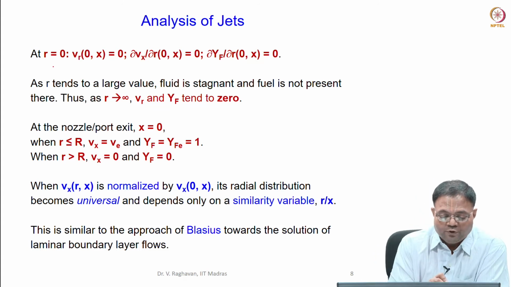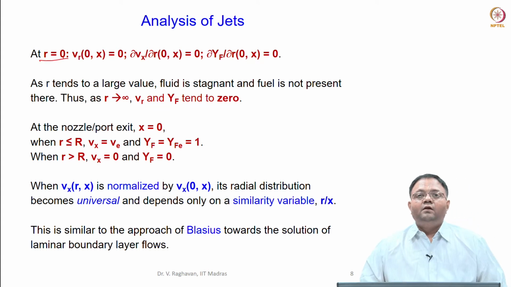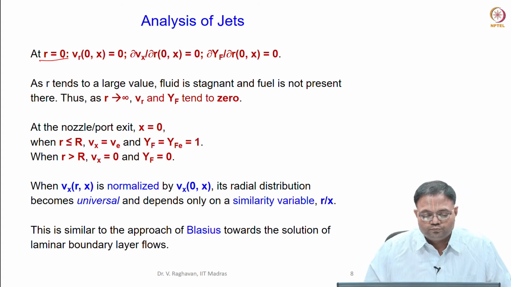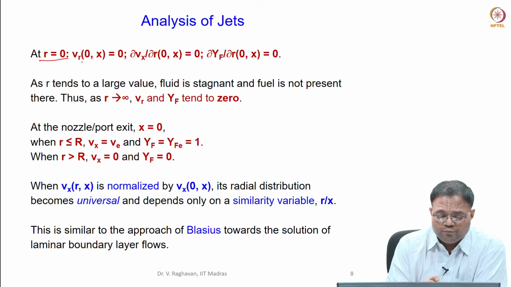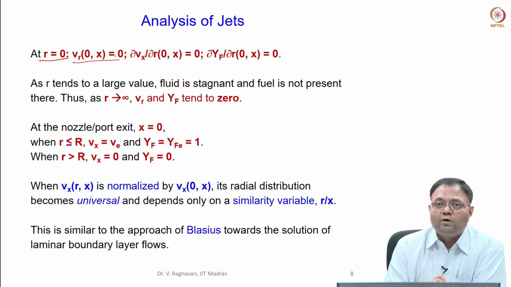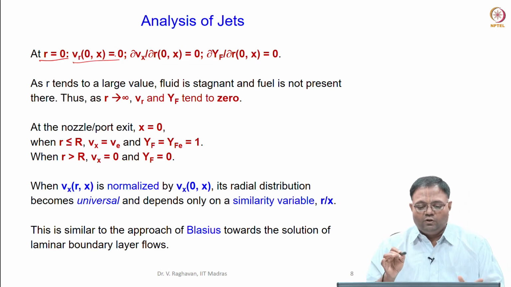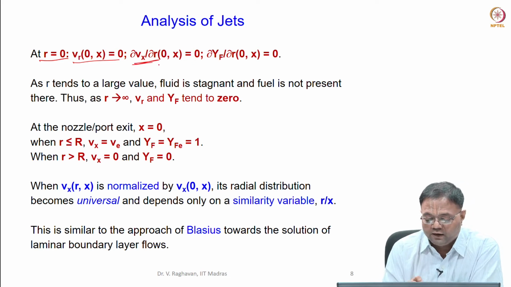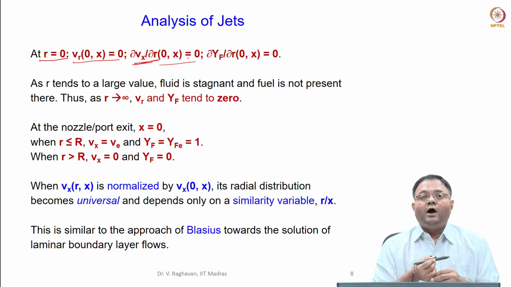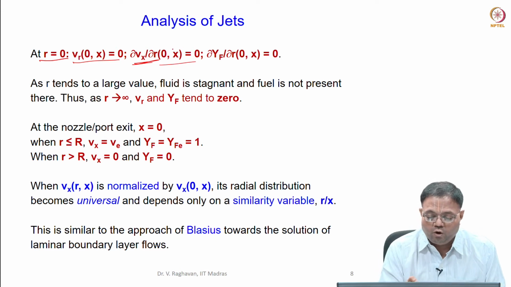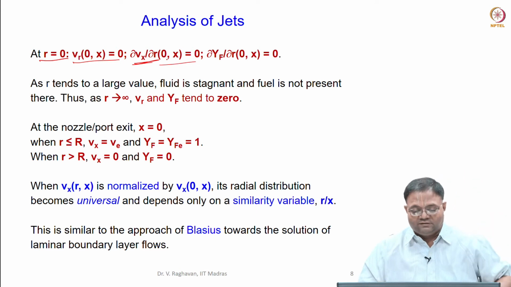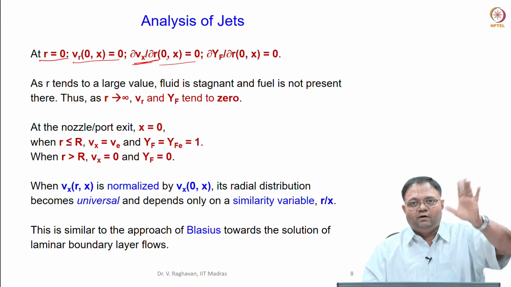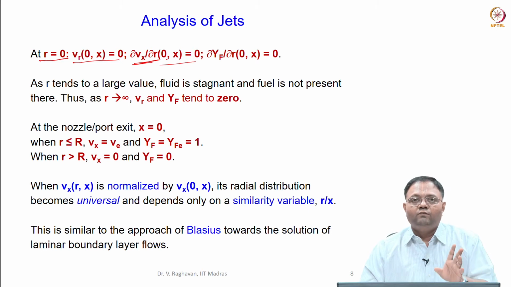So, at the axis, the center line r equal to 0, Vr is exactly 0 there. The gradient of Vx in the radial direction will be 0 at the axis. So, dou Vx by dou r at r equal to 0, at any x location along the axis, should be equal to 0. Vx cannot be 0, Vx is decaying, but it will not be 0, but the gradient of that will be 0.